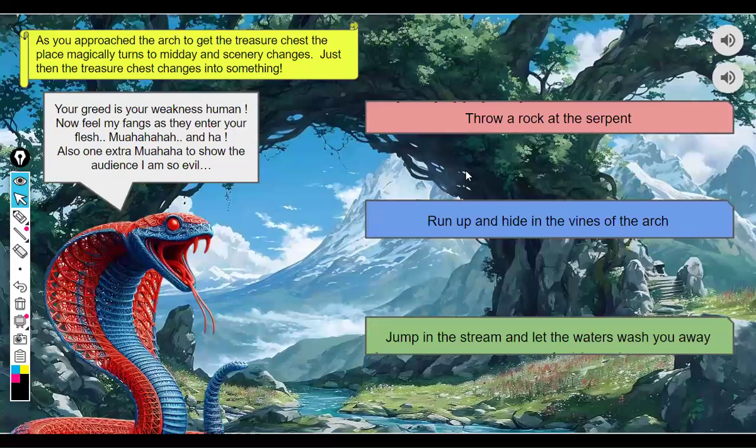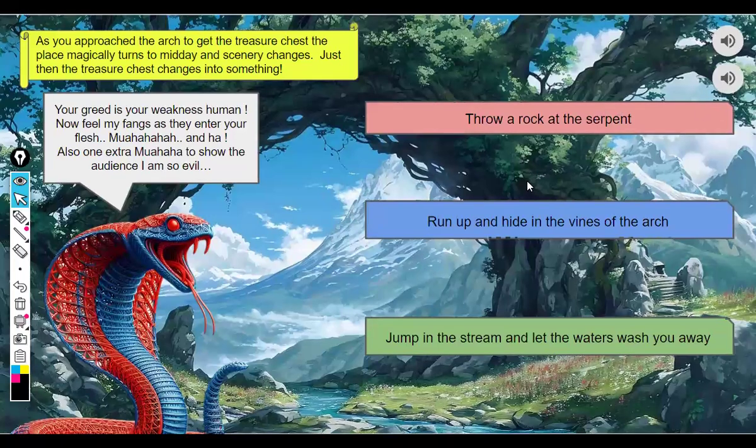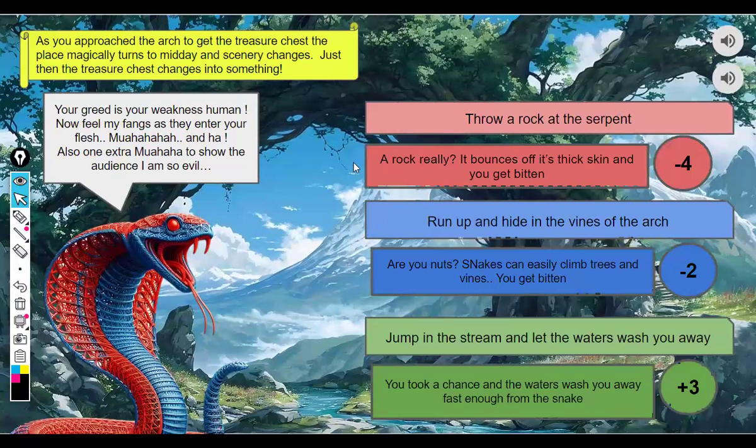All right, let's see who has it right. And these are the outcomes. The correct one was the green one, but you can read the red, you can read the blue, just to see what mess you could have ended up in. All right, so the correct thing to do was jump into that stream and let it wash you away. Hopefully something good will come out of it. Let's go. Update your score sheets.